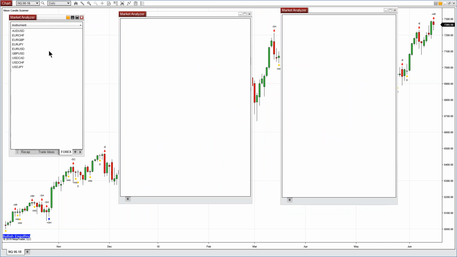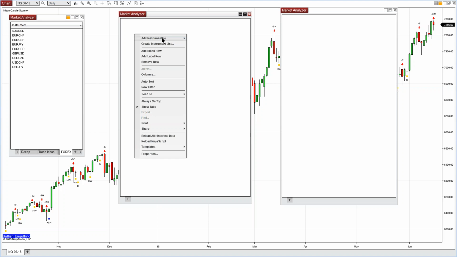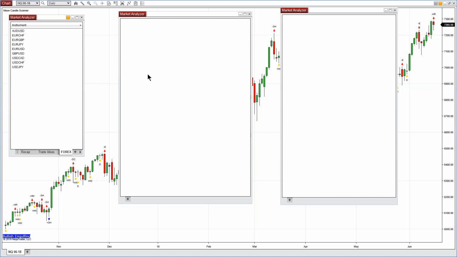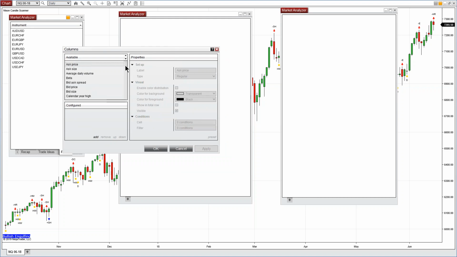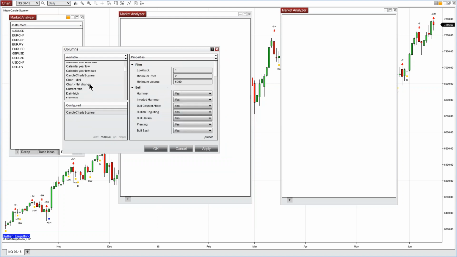So the one on the far left can be used as a watch list. You can link this instrument list to the chart itself, so if you click on it, the chart will change. But in terms of how you might set up a scan, you would set up the columns, and in this case, it's NinjaTrader 8, so you add the candle chart scanner.